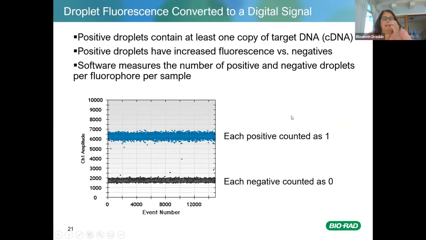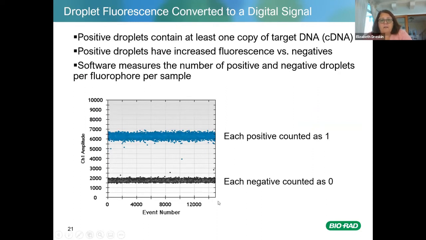So how is the data analyzed? Positive droplets have higher fluorescence than the negative ones. So our negatives are counted as zeros and the positives are counted as 1. This is digital signal. And this gets taken into the software, which calculates statistics on each sample.